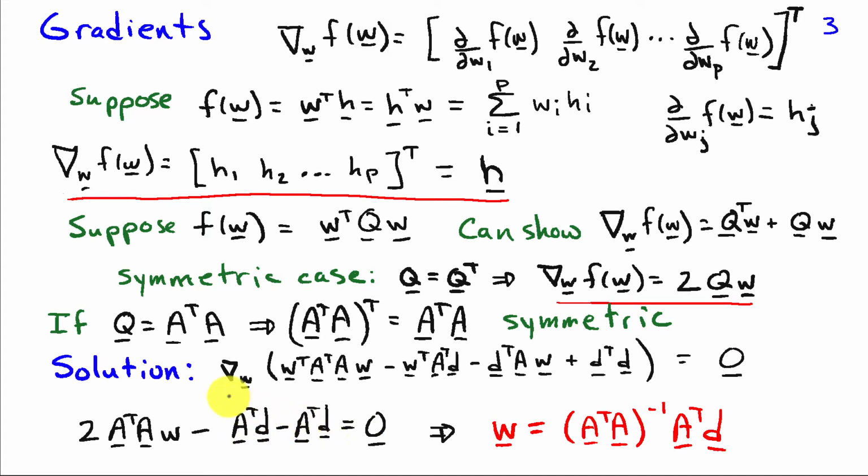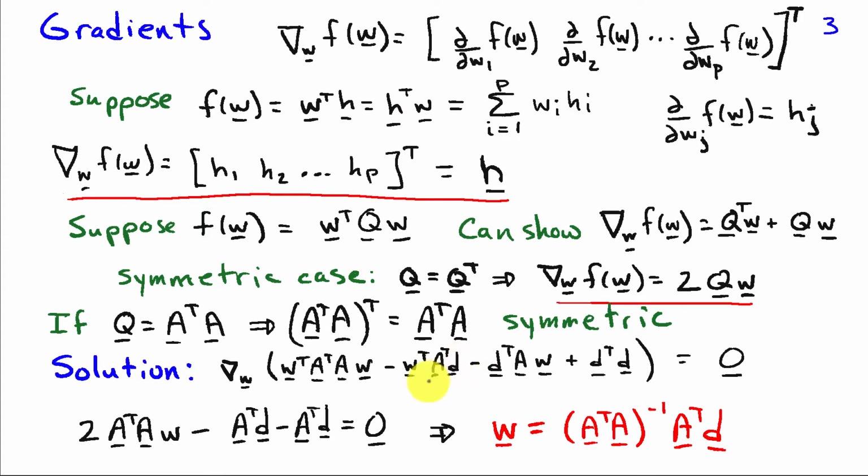So now that we have these results for the gradient, we can find a solution. We're going to set the gradient with respect to w of our squared error cost function to be 0. And this gives us 2 times A transpose A times w when we differentiate this quadratic term using the result we just showed above. And then when I differentiate these two linear terms, take the gradient with respect to w, remember, it doesn't matter whether it's w transpose times the vector h or h transpose times the vector w. Either way, I get h as the gradient.